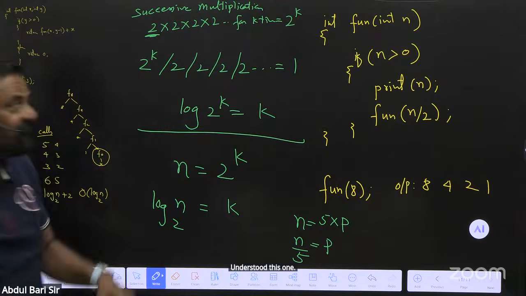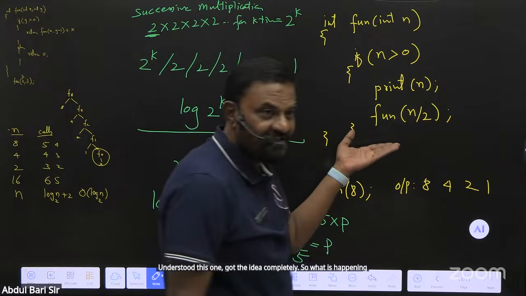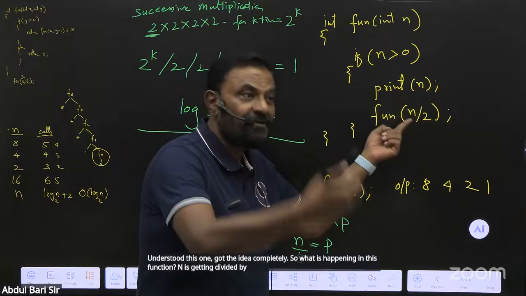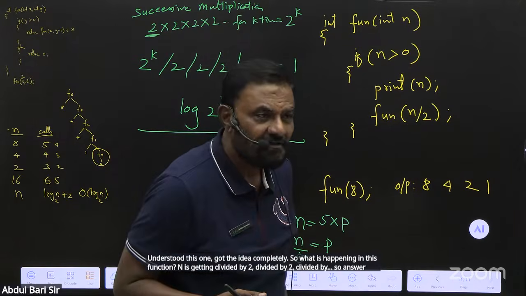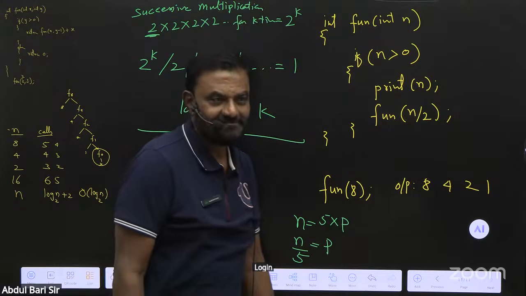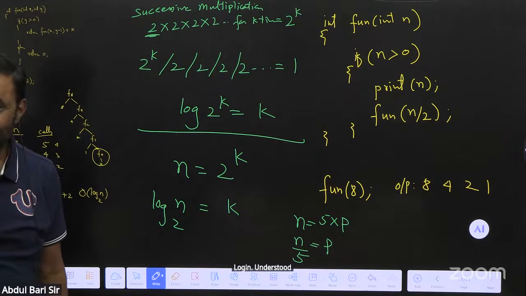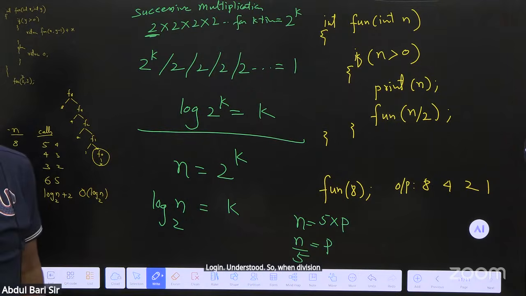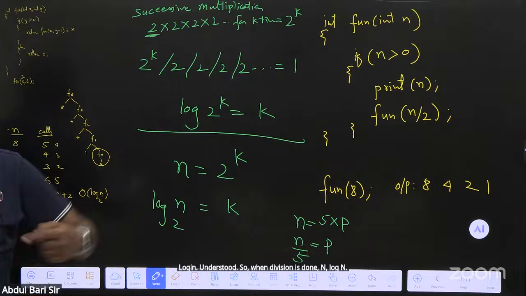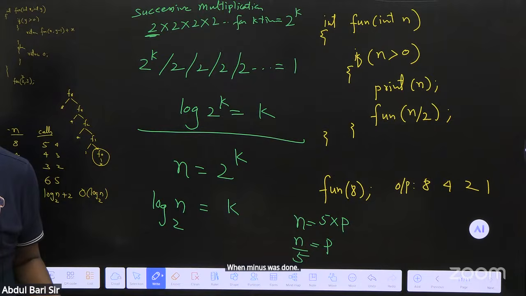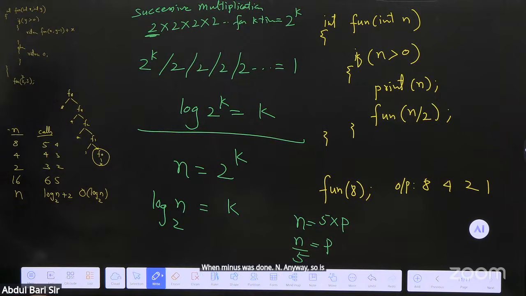Got the idea completely? So what is happening in this function? N is getting divided by 2, divided by 2, divided by 2. So answer is what? Log n. Understood? So when division is done, log n. When minus was done, n. Anyway, is it clear? So now we'll practice a few things on this, okay?